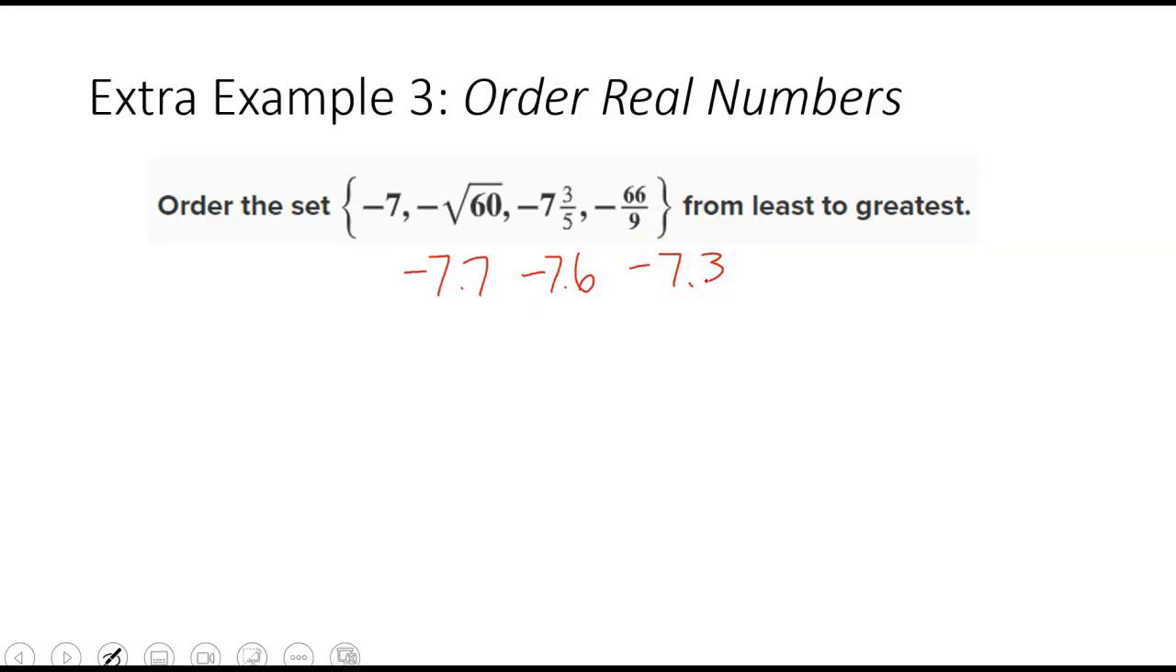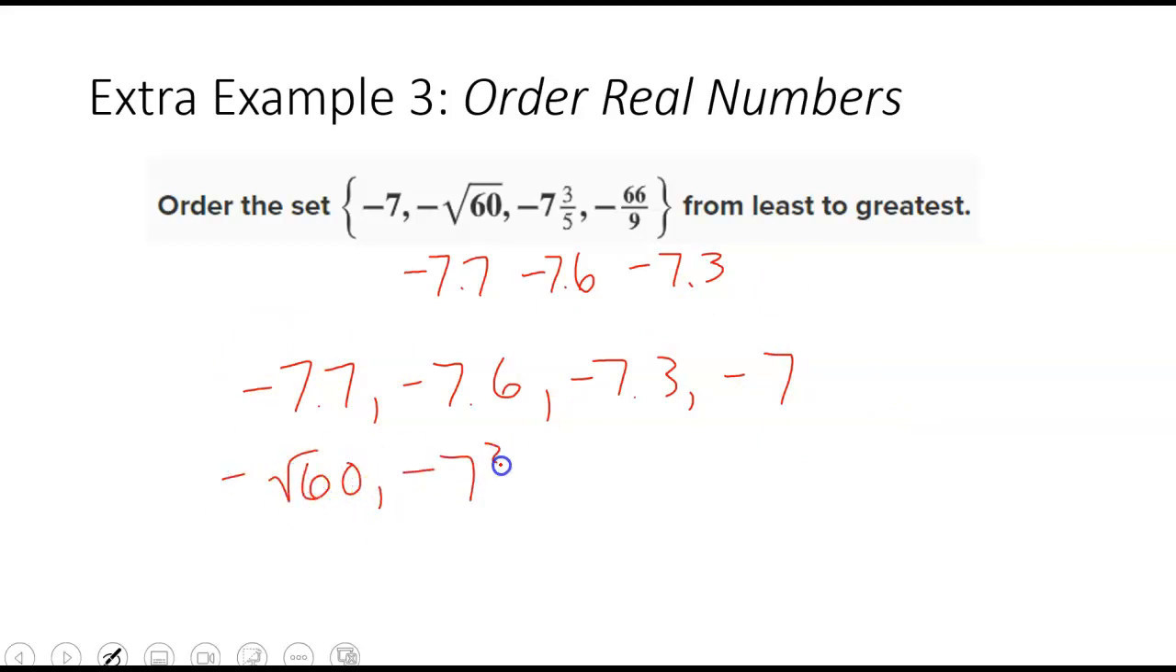So if we're going from least to greatest, remember with negatives, it's kind of like the opposite. So we want the biggest number that's negative, or the number with the greatest magnitude or absolute value. So in this case, we want to put them in order this way, from kind of like largest to smallest if they're negative, but this would actually be the smallest, and this would be the biggest. So this is negative square root of 60, negative 7 3/5, negative 66 over 9, and negative 7.